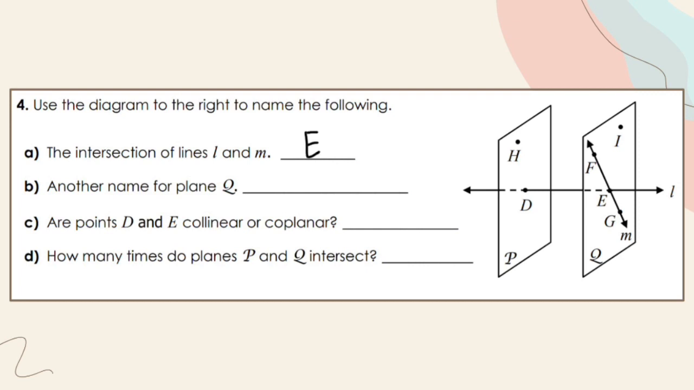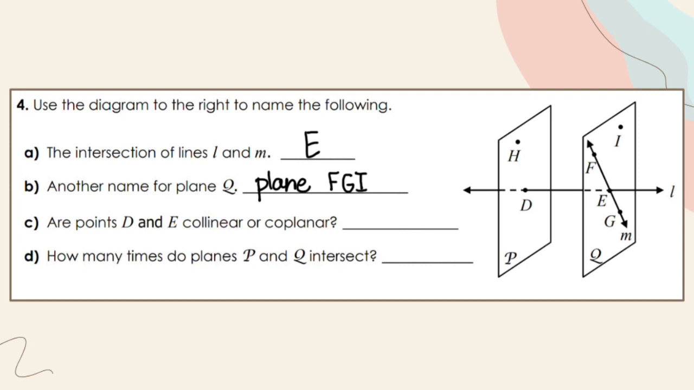Another name for plane Q. So plane Q is right, this is where Q is, so that means this is the plane we're talking about. When you name a plane, you have to use 3 non-collinear points. So the points cannot be on the same line. So I'm going to use, we're going to say this is plane, and then I'm going to use F, G, I, because those F, G, and I are not all 3 on the same line.